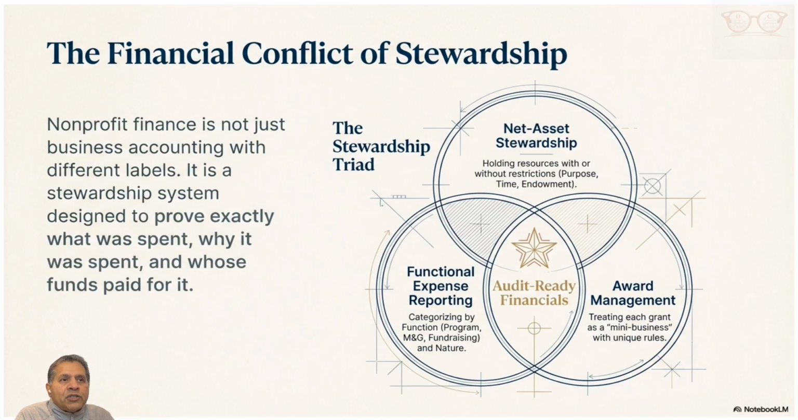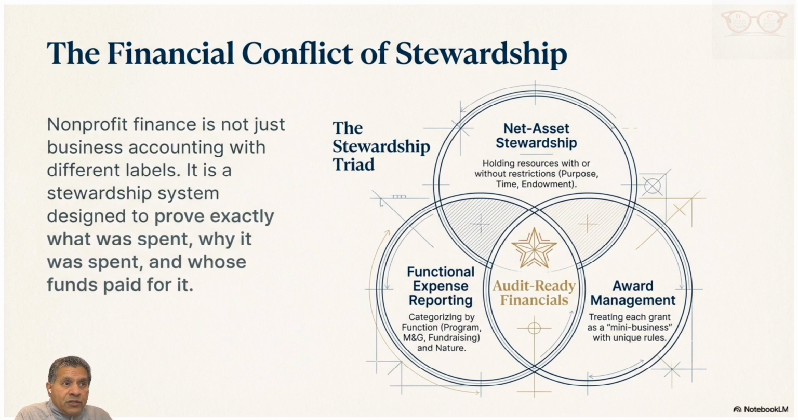Nonprofit finance isn't just business accounting with different labels. It's a three-part stewardship system. We call this the Stewardship Triad. First, you have functional expense reporting, proving why you spent the money. Was it for administration, fundraising, or program?